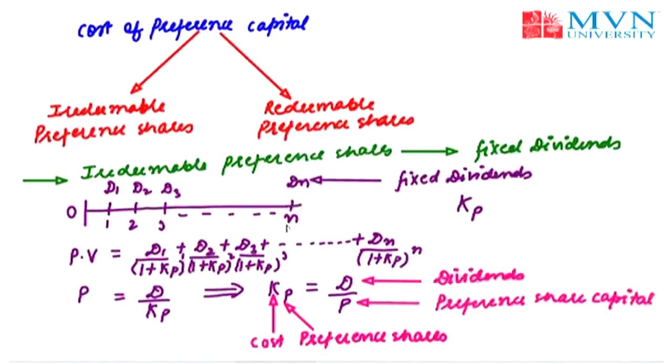But in the case of the cost of preference shares, we need not calculate the cost of after-tax preference shares, because as you know, only interest is tax deductible while dividends are not tax deductible.